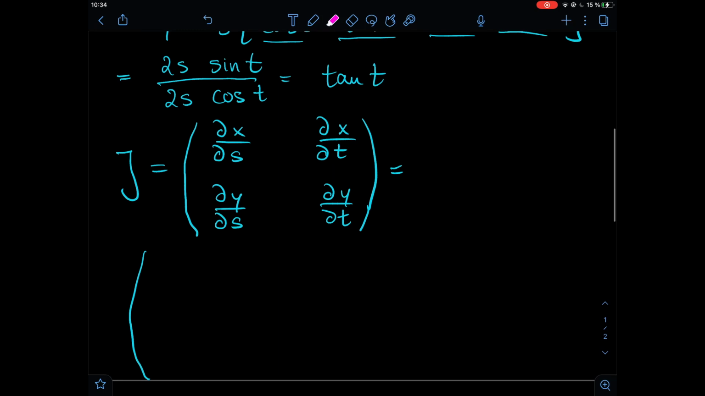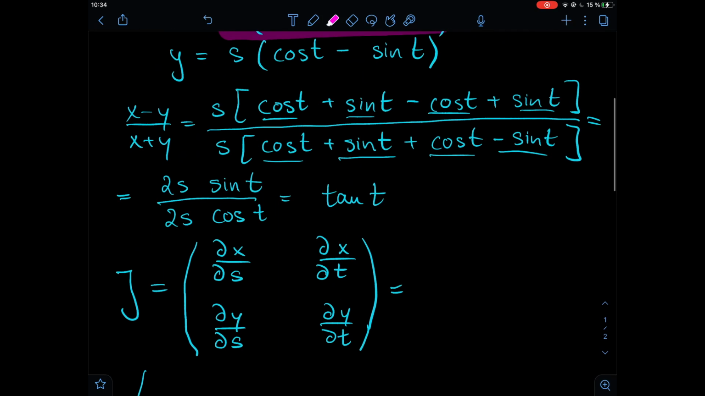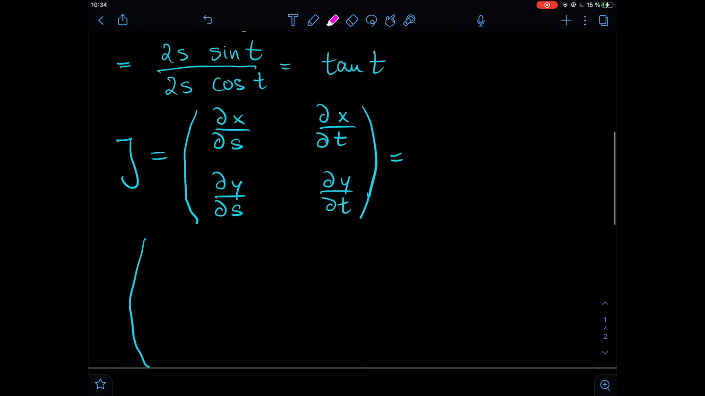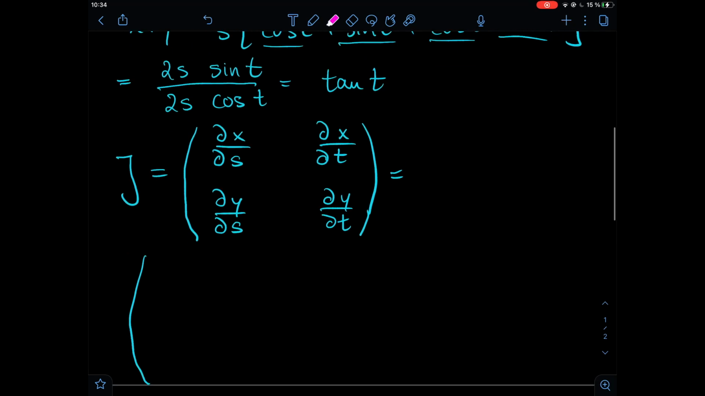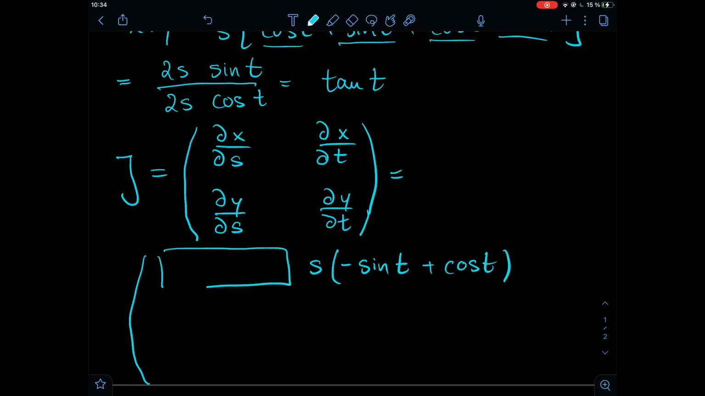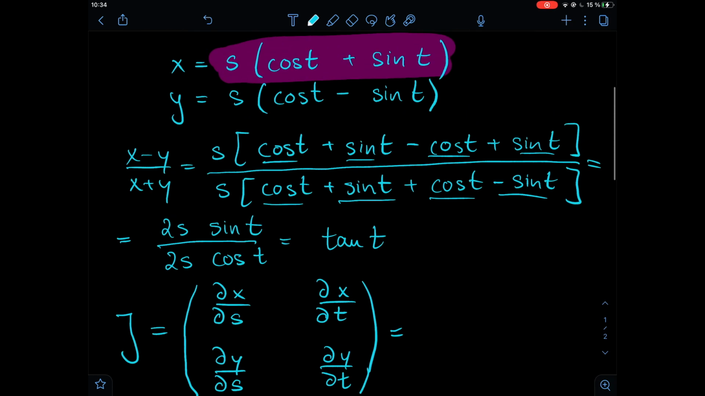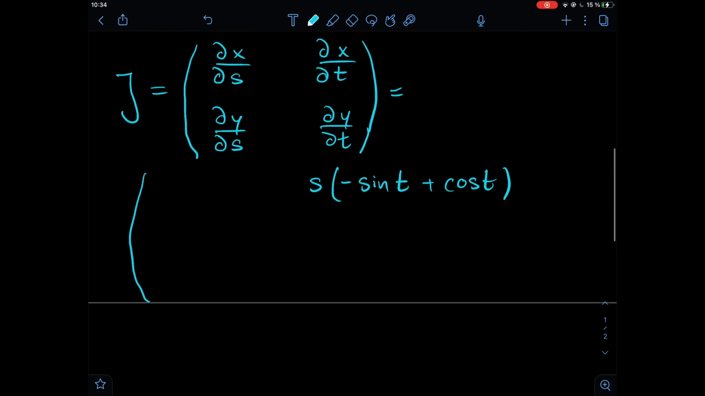So what we will get for the derivative with respect to t will come here. So we will have in this cell s times (minus sine of t plus cosine of t). Now we can look at this part where we take the derivative with respect to s, which means we will just stay with cosine of t plus sine of t in this cell of the matrix. Alright, so let's go to the second row.